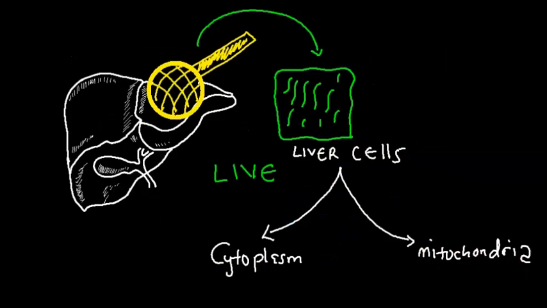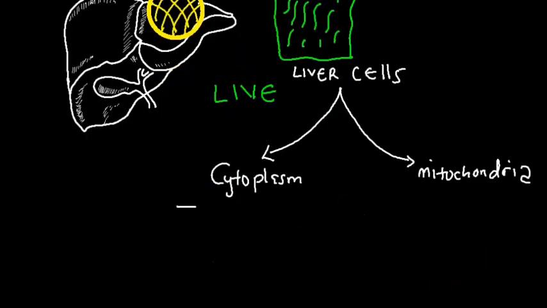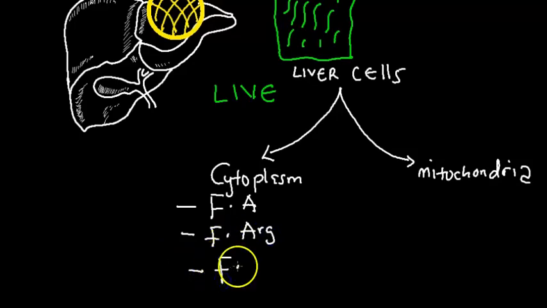Since we said the urea cycle takes place in the liver, notice that in the liver cells, it takes place in two places, which is the cytoplasm and the mitochondria. Notice that in the cytoplasm, there is formation of argininosuccinate, and there is also formation of arginine. And there is also formation of urea. Formation of urea actually happens in the cytoplasm.